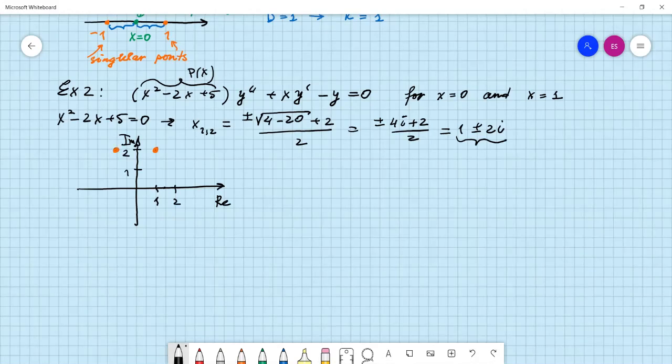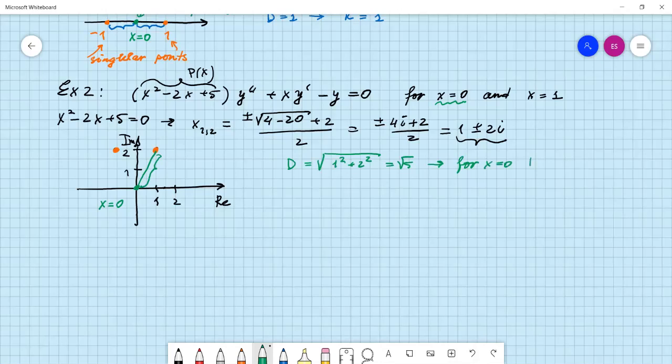Now, where is my center? Let me do the center in green too. My first center is x equals 0. So x equals 0 sits over here, right? That's a totally real number. So what is the distance for x equals 0? Well, we just need to calculate this distance. Graphically, you can calculate it: the distance between 0 and 1 plus 2i is going to be the square root of 1 squared plus 2 squared, which is the square root of 5. And that's the same distance to both points. So for x equals 0, the radius equals the square root of 5.